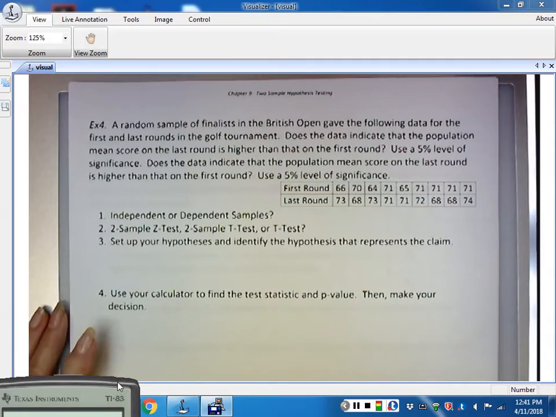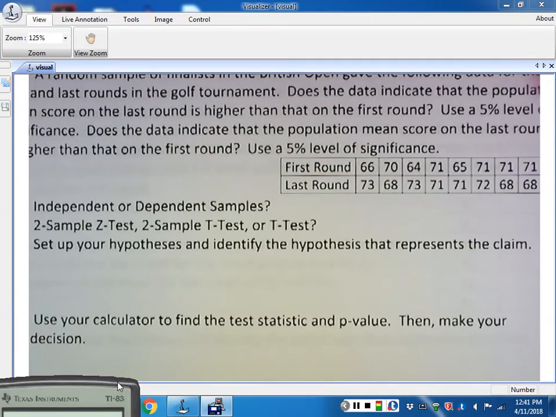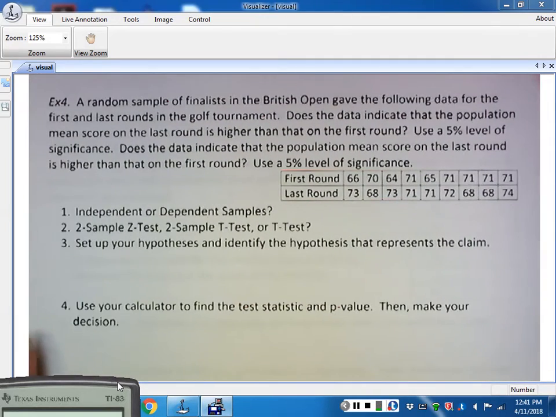We're going to do another one. We've actually got 6 examples to do here. A random sample of finalists in the British Open gave the following data for the first and last rounds of the golf tournament. Does the data indicate that the population mean score on the last round is higher than on the first round?